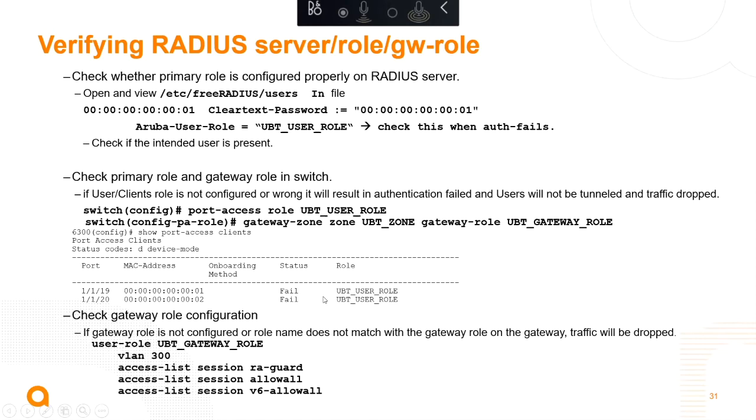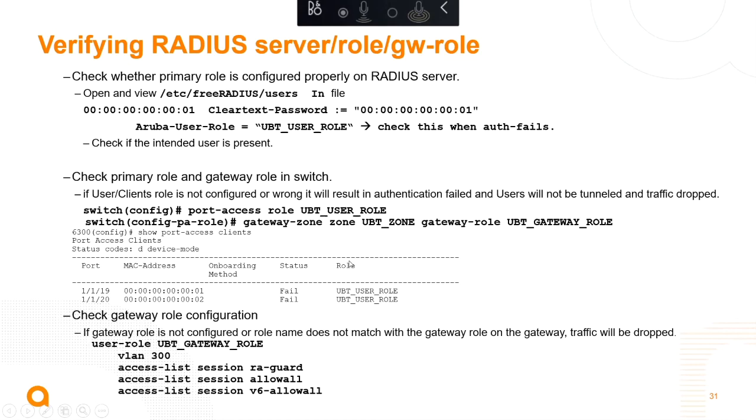The next thing to check is on the gateway, whether the user gateway role is configured. Here it is a UBT gateway role. It will be mentioned in the switch, but it should be configured on the gateway. Also the user VLAN, here the primary role VLAN on the switch as well as the gateway role VLAN in case of VLAN extend mode, will be the same, and it has to be configured on the switch as well as the gateway.